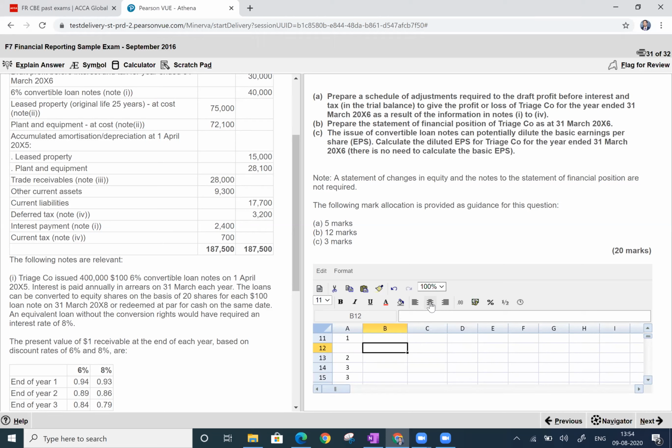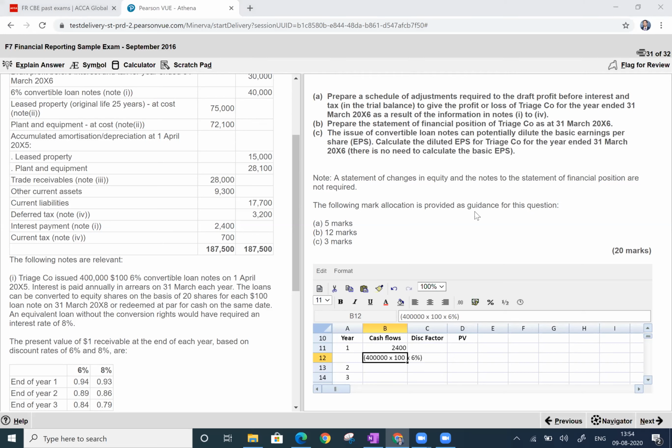How much is the interest? The number of notes is 400,000, that is numbers multiplied by 100. And how much is your interest rate? 6%. Check whether it is paid at the end of the year. Yes, it is at the end of the year. But we are calculating it in thousands. So it will be equal to 400,000 multiplied by $100 multiplied by 6% interest, whole divided by 1,000 because we are converting into thousands. So it is 2,400.